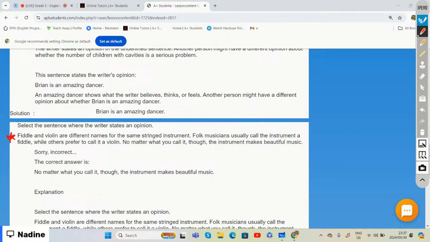If we look at those 3 sentences that we just read, which sentence is the author's opinion? It states the author's opinion. Which sentence?